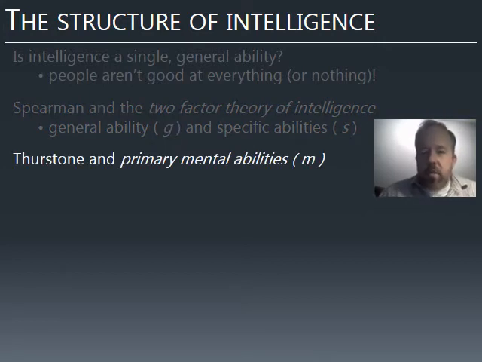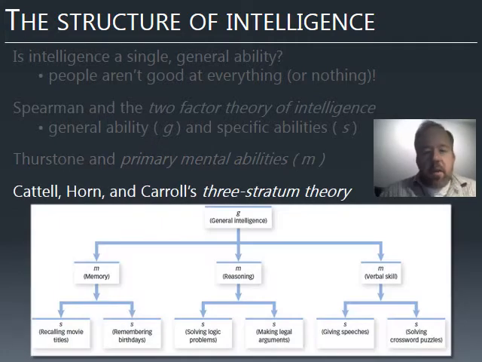However, a psychologist named Thurstone came along and said, well, it's not as simple as that. Thurstone, in fact, denied the concept of general abilities, that factor G. Instead, Thurstone said there were a set of primary mental abilities that he labeled M. And this was a powerful theory.